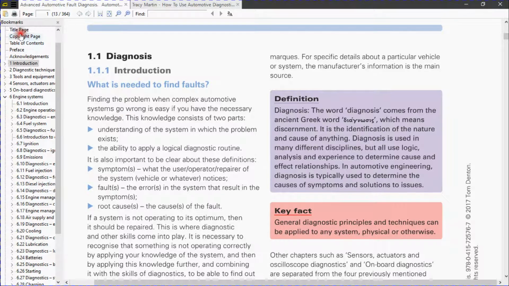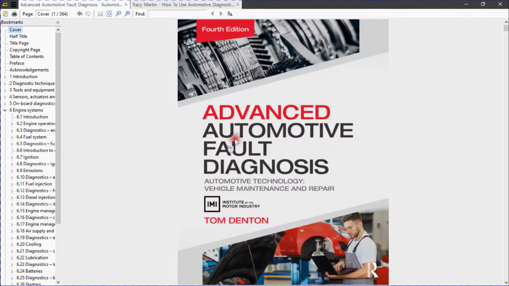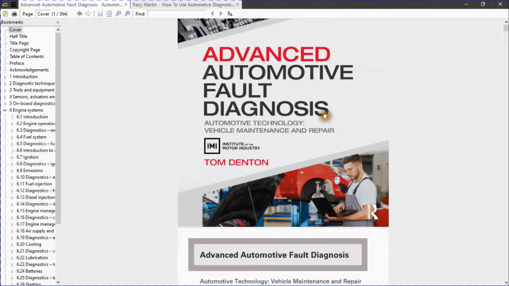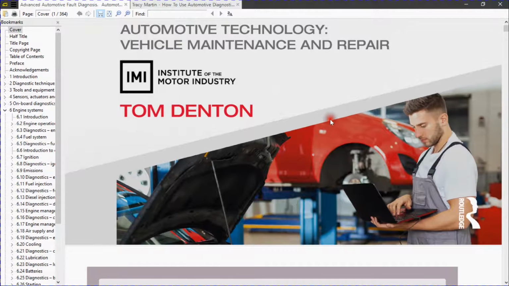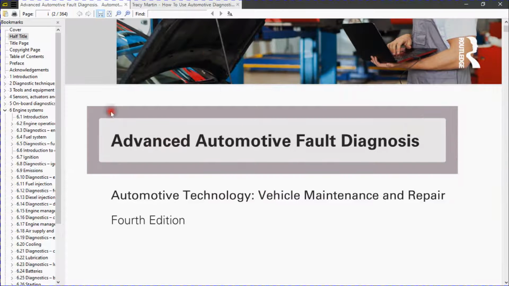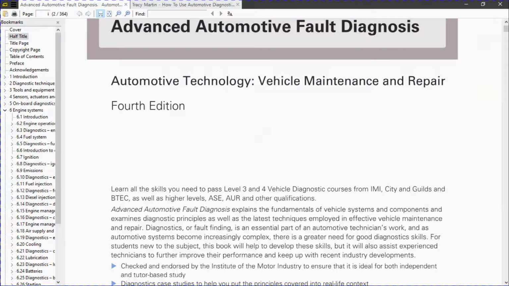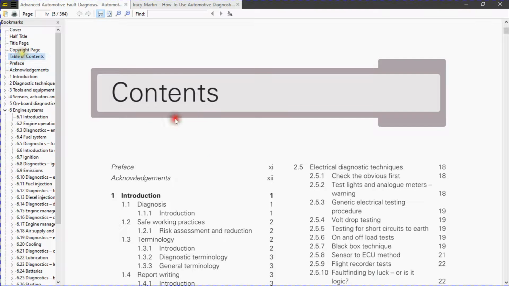As you see on the title page, the title says Advanced Automotive Fault Diagnosis, Automotive Technology, Vehicle Maintenance and Repair. So if you want to repair your car, or if you are a mechanic, then this book is going to give you lots of information. And if you are going to study automobile engineering, definitely it will help you a lot.